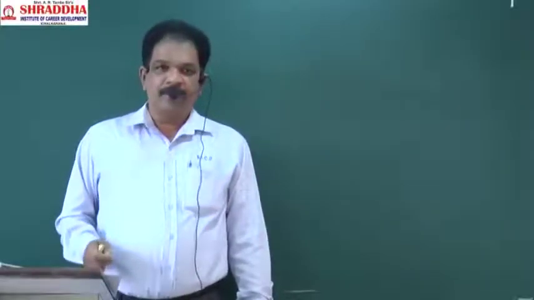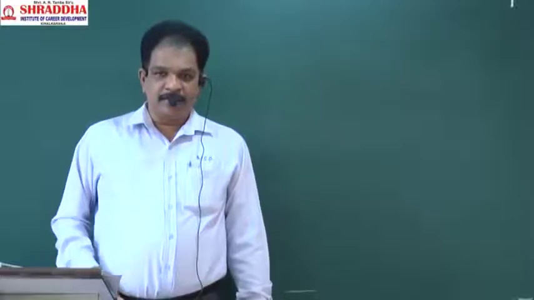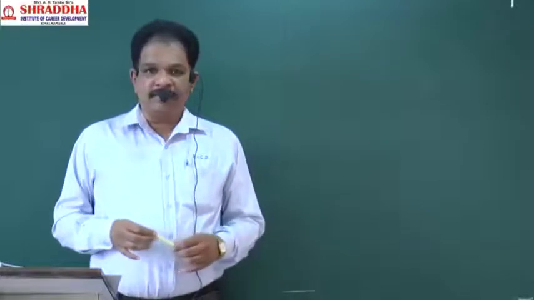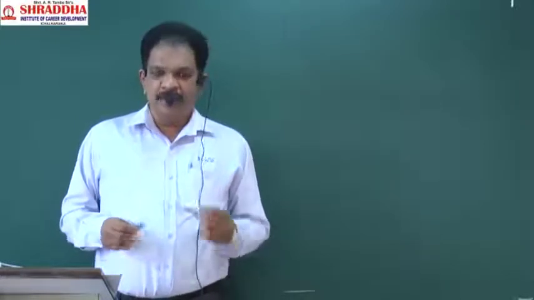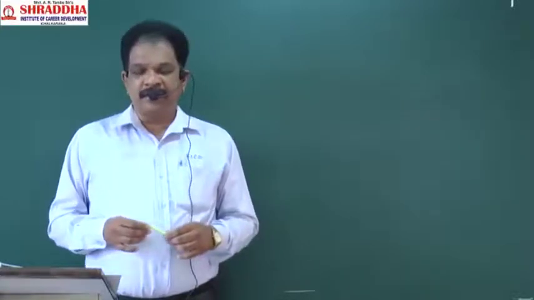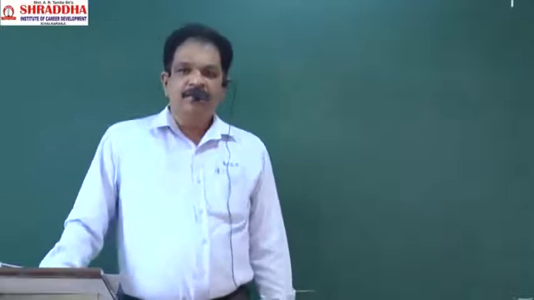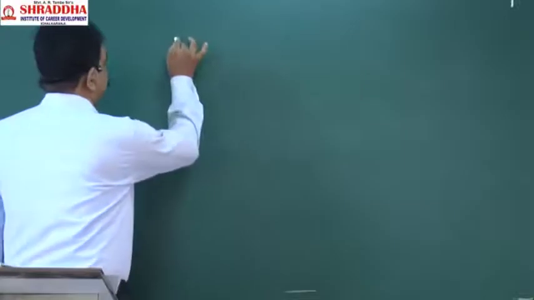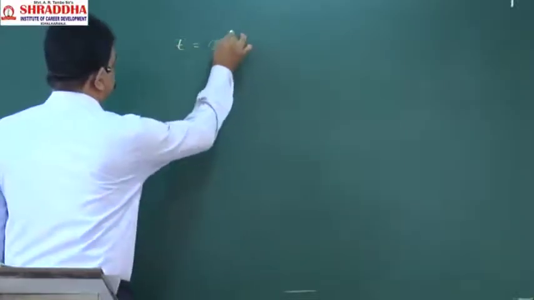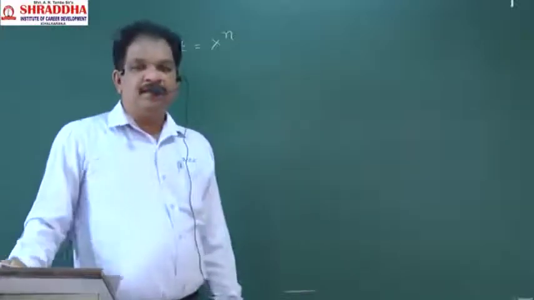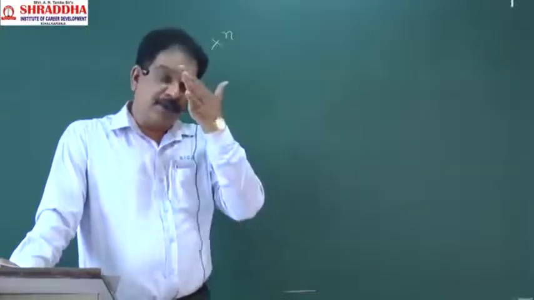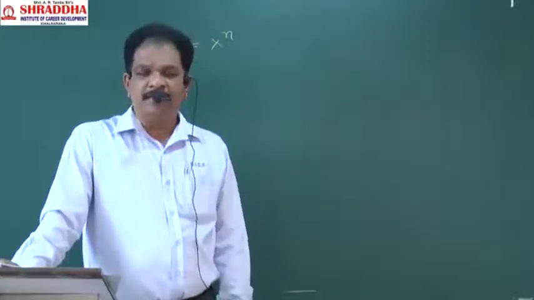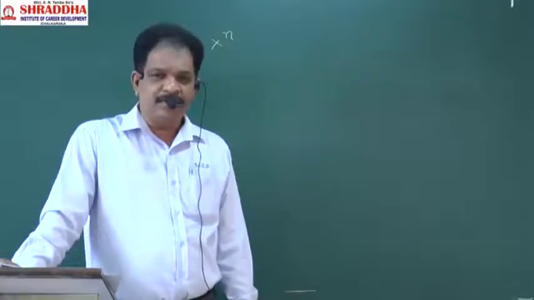Good morning, students. Last class we discussed how to find the maximum possible errors in the case of addition, subtraction, multiplication and division. Those we completed. Now see the next one. If z is equal to x power n, find the percentage error in the measurement of z. Find the maximum possible error in the measurement of z. Questions like that will be there.